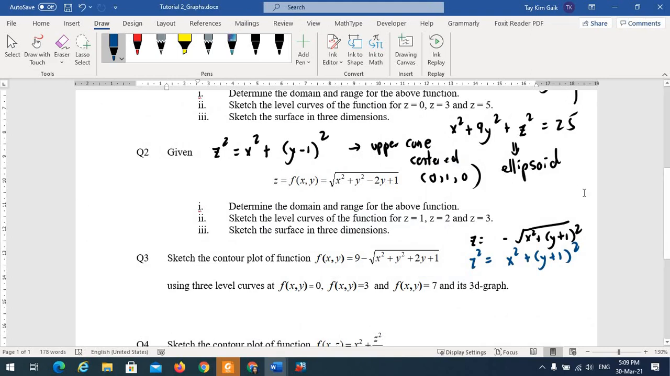In question 2, because of y squared minus 2y, we had y minus 1, so y is shifted to positive 1 unit. Here we have y plus 1, so the cone is shifted to y equals negative 1. But this is a lower cone, not an upper cone, and it's shifted up to z equals 9 units. So that is question 3.